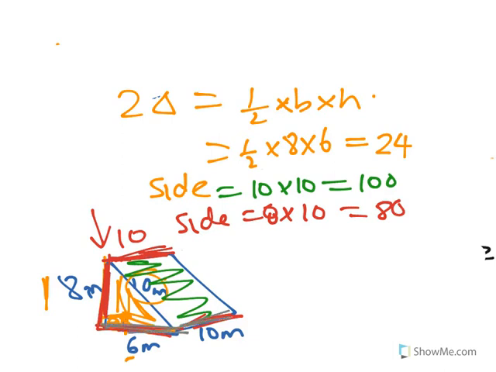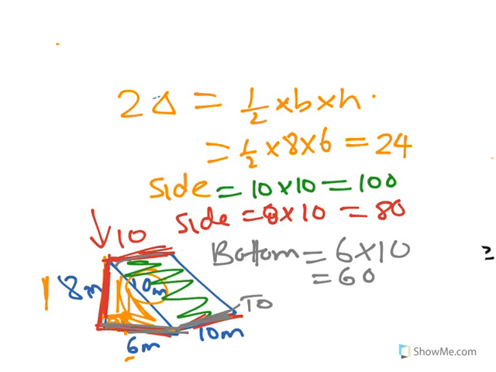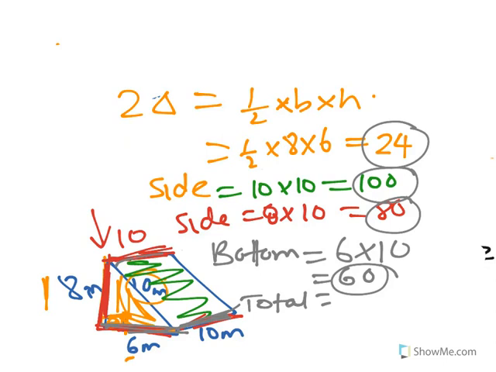Okay, and then you get the bottom. So the bottom one would be 6 times 10, the width of the rectangular prism, which is 60. So getting the total, 24 plus 100 plus 80, that's 220, 224 plus 60, that'd be 284 metres squared.